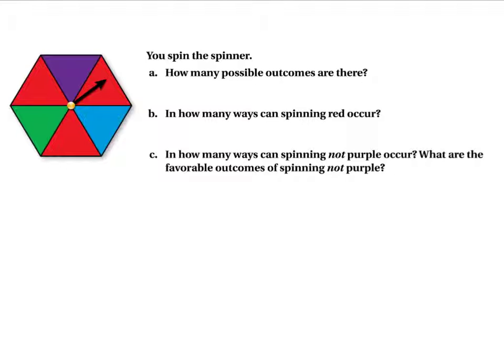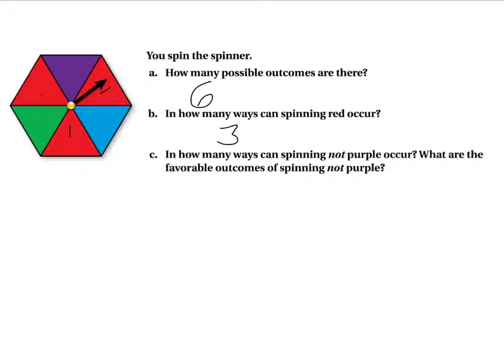Alright, here's another example of a spinner. It says how many possible outcomes are there. Obviously there are 6 sections here, so my answer here for A would be 6 possible outcomes. B, in how many ways can spinning red occur? There are 3 of them, so you would say 3. And in how many ways can spinning not purple occur? What are the favorable outcomes of spinning not purple?